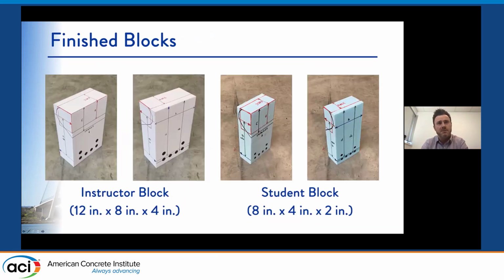On the left is my finished instructor block. I have a stockpile of these from over the years. I think right now I've got about 6 stacked up in the lab. And on the right side is the student block. So mine is 12 by 8 by 4, and the student block is 8 by 4 by 2.